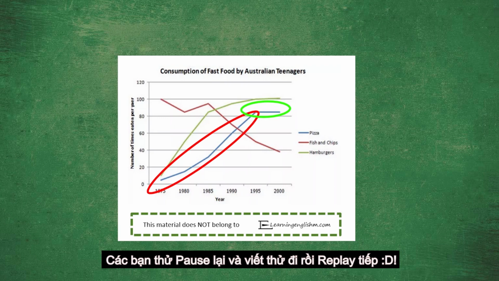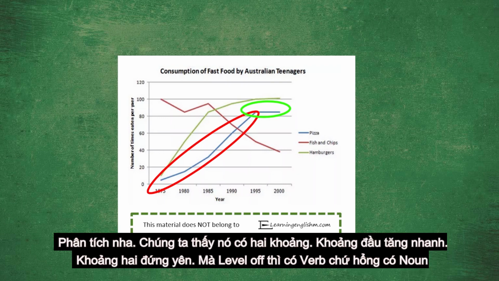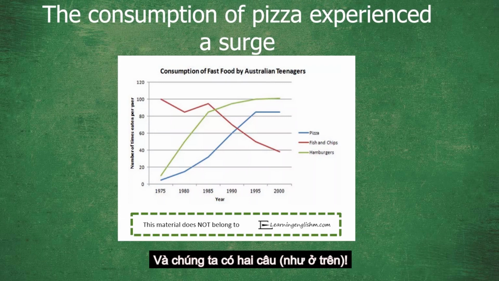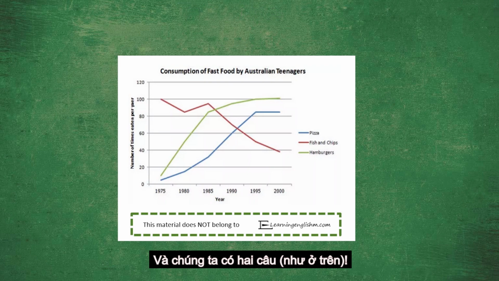Now pause the video a little bit and then try to write, okay? Now, as you can see, the first one is go up very fast. The second one, it doesn't go. We only have the word level up. It's a verb, not noun. So the second period, I will use a verb, and the first period, I will use a noun. So I would say the consumption of pizza experienced a surge. It leveled off.